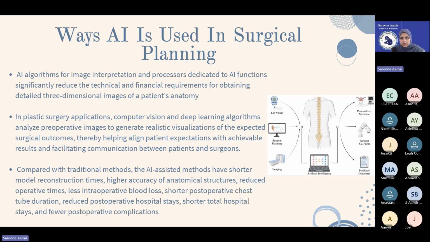And compared with traditional methods, the AI-assisted methods have shorter model reconstruction times, so it's quite fast. And it has higher accuracy of anatomical structures. So it's more accurate, and it reduces operative times, and it can also reduce the blood loss that happens during surgery.